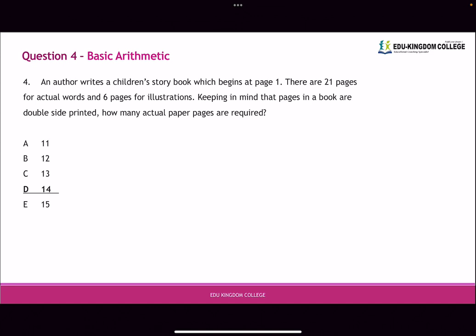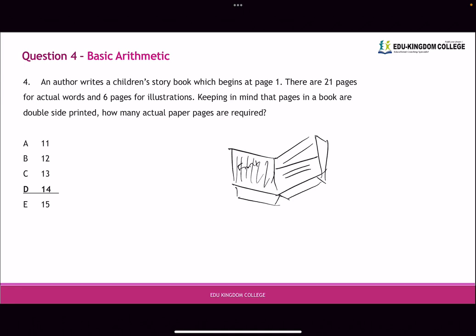Now, an author writes his children's storybook, which begins at page 1. So we don't get confused, I'm just going to draw a quick, very horrible diagram of a book. Hopefully you all understand what I'm trying to say. This is the front, obviously, and this is the back pages as we go. Usually they don't start on this page as page 1. Usually they start on this page as page 1. So it's going to be page 1, and then the side behind on the same page is going to be page 2. One piece of paper is going to be 1, 2, and the next piece of paper is going to be 3, 4. The front's going to be odd, the back's going to be even.